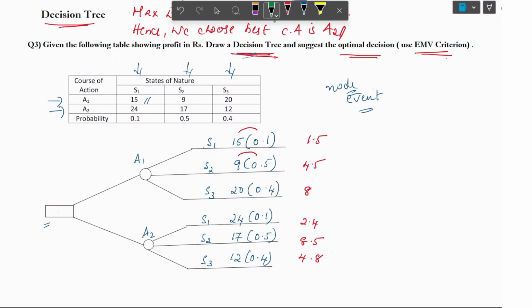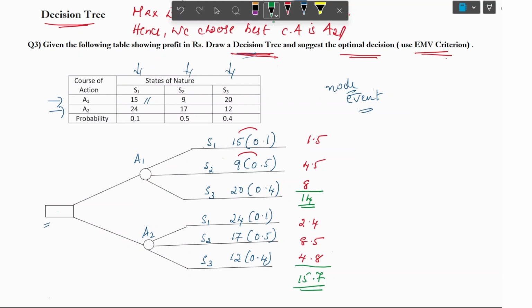After that, I'm going to add, that is the total. Here 1.5 plus 4.5 plus 8, that value is 14. Normally I write it in the lower part. I will just show you how to write it. Just write a little bit on top, then a line here. That value is 14. Here this is 2.4, right? Now we are going to add these three values, 2.4 plus 8.5 plus 4.8, that is 15.7.